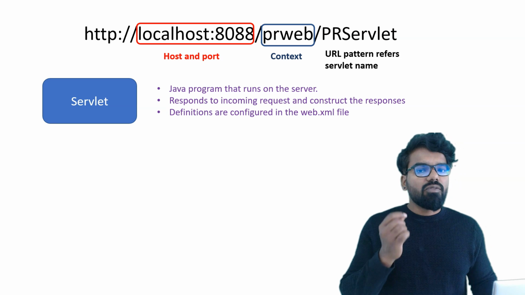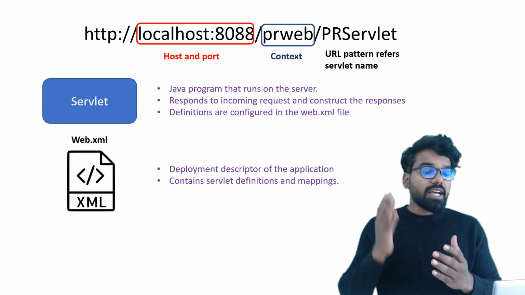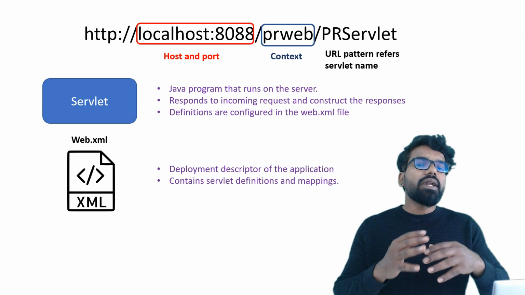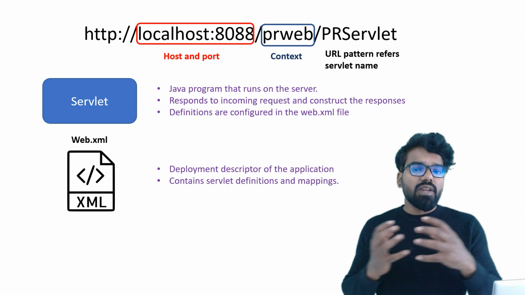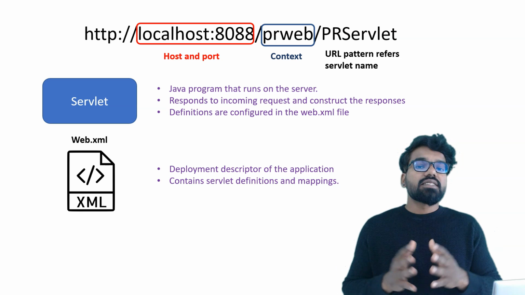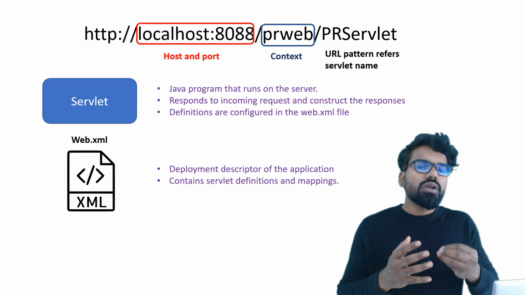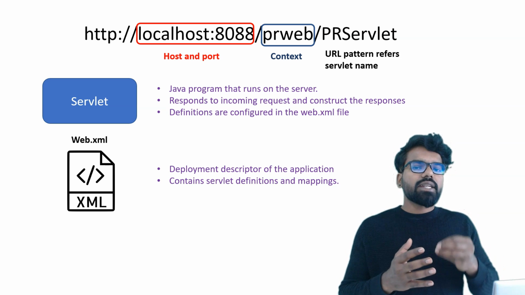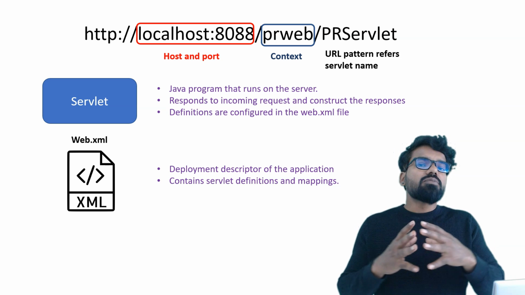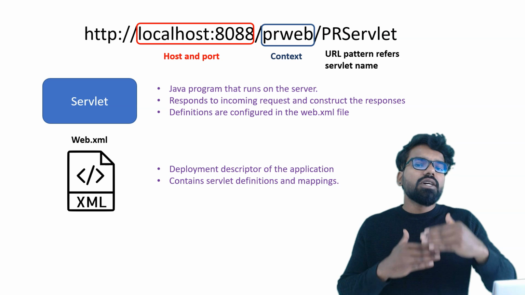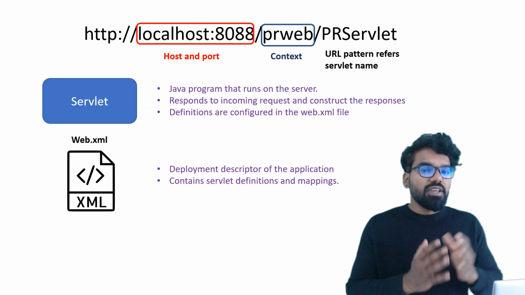The next thing, what is web.xml file? So web.xml file, as you see here, it is the deployment descriptor of your application. It can contain different kinds of servlet definitions and the mappings. Servlet definition, here you can define the type of engine code that should be invoked whenever you get some incoming request to the servlet. And servlet mapping helps to map a URL template to the servlet name. We will see about this web.xml shortly in this video.